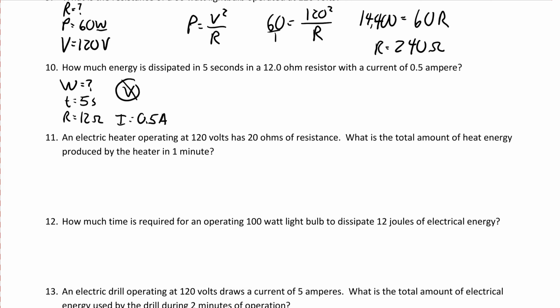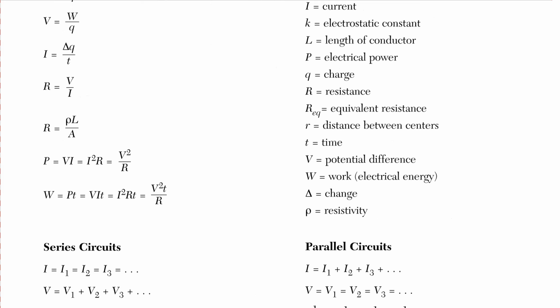Let's look at this long list of equations for energy and see which one we want to use if they tell us the time, resistance, and current. Okay, so time, resistance, and current. A little bit of information overload with this big long list of equations. Again, we're looking for something that doesn't have voltage in it. Well, this one doesn't have voltage in it. Oh, but it doesn't tell us the power either, so we can't use that.